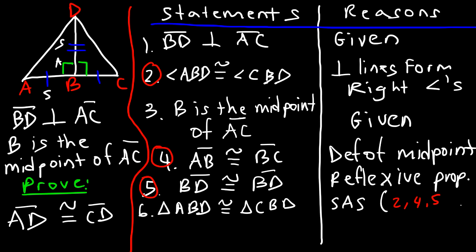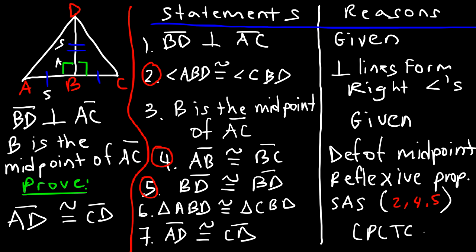Now, once you prove that the two triangles are congruent, the last step is going to have the statement that you're trying to prove, that AD is congruent to CD. And all you got to say is CPCTC. That's the reason. Corresponding parts of congruent triangles are congruent. And then this problem is done. That's it.